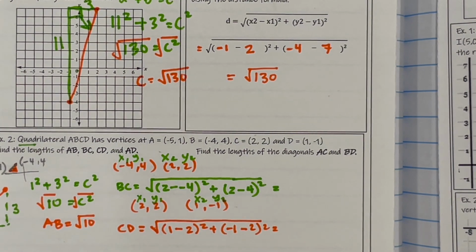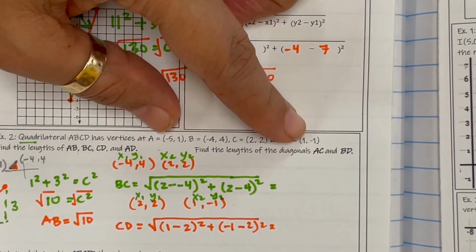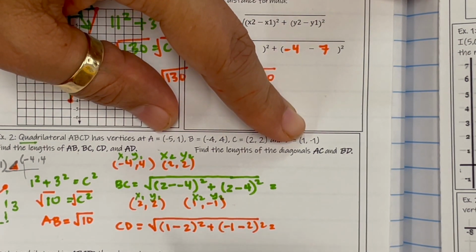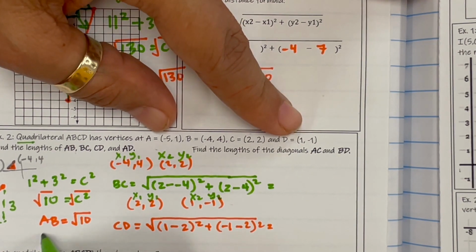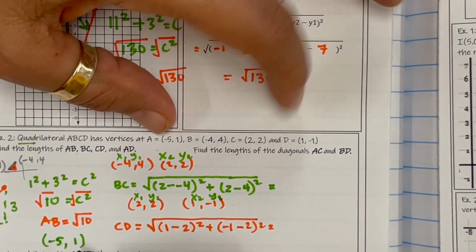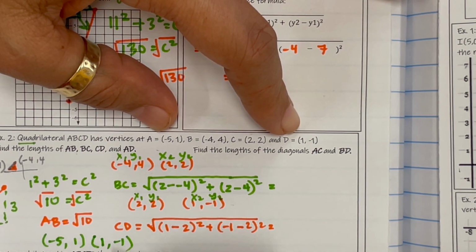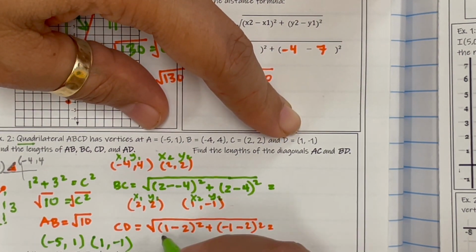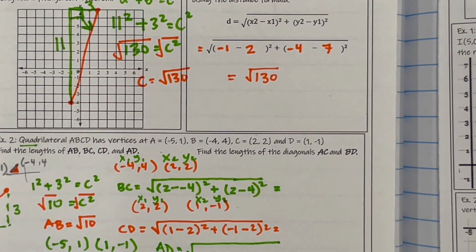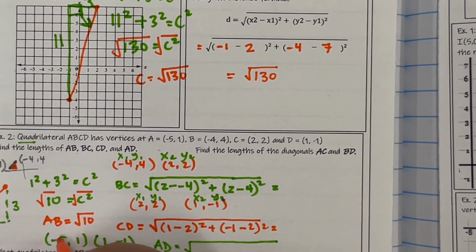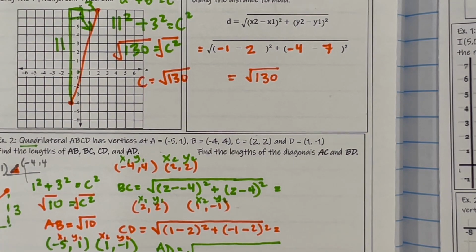So the last one is I'm looking for AD, right? So the two that I need is A and D. So let's put that where? And put it on the side here. All right, on the side here. So this is going to be -5, 1, and D is +1, sorry, -1. All right, so again, this is AD is equal to the square root of, all right, now we're going to label. All right, so this is x1, y1, x2, y2. And all we're going to do is put it right in here.